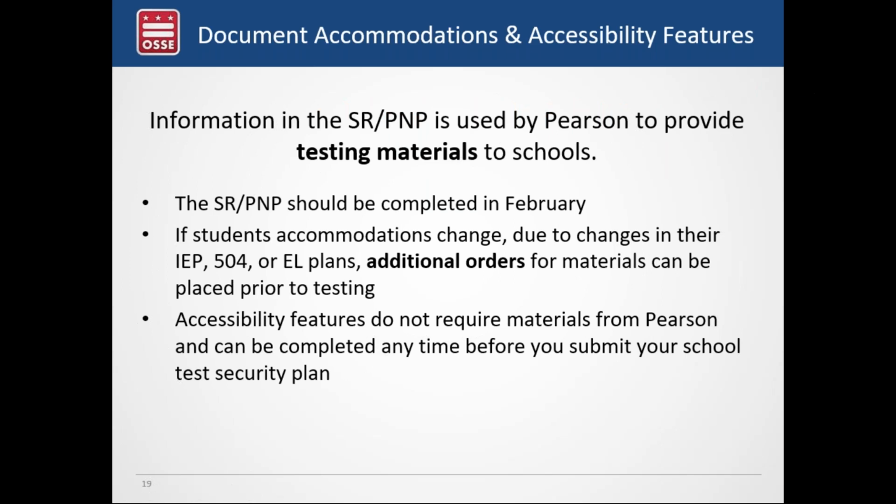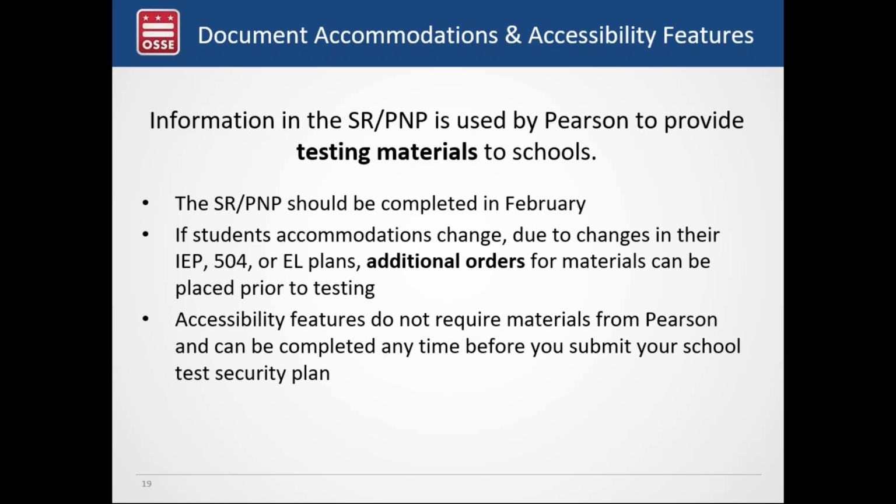When you fill out this information in the SR P&P, Pearson takes this giant spreadsheet and applies that information to sending you testing materials. The SR P&P should be completed in February. The students' accommodations and changes that occur over time can still be accommodated for. You can place something called an additional order for materials if you have students who need additional materials that were not necessarily accounted for in your first completion of the P&P.